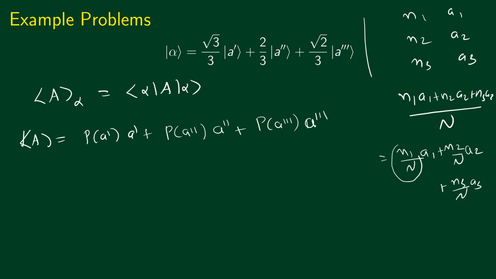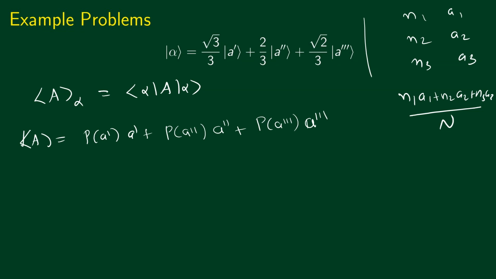Notice this n1 divided by n is the fraction of times that you get the value a1. So this I can write as p of a1, and n2 by n is the experimentally, or empirically, measured probability, the fraction of times you get the value a2. So this is p of a2, and n3 divided by n is p of a3. That's why we say that the average value is p of a1 a1 plus p of a2 a2 plus p of a3 a3, that is, p of a prime a prime plus p of a double prime a double prime plus p of a triple prime a triple prime.